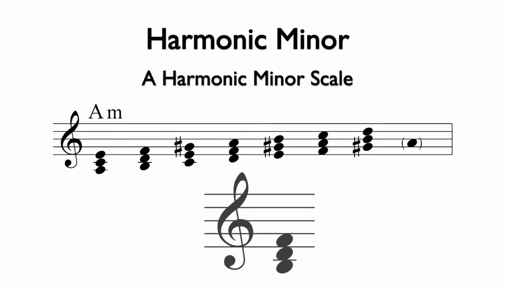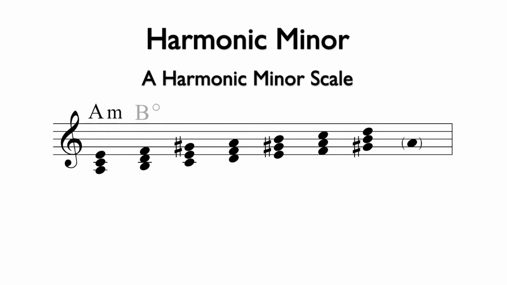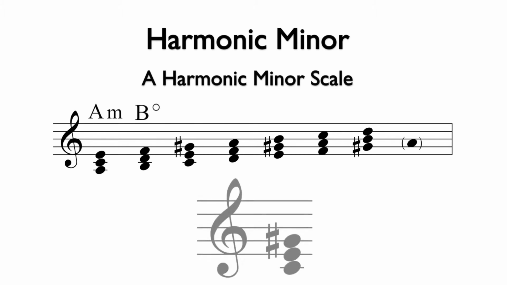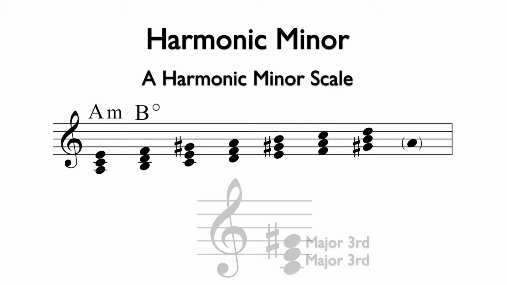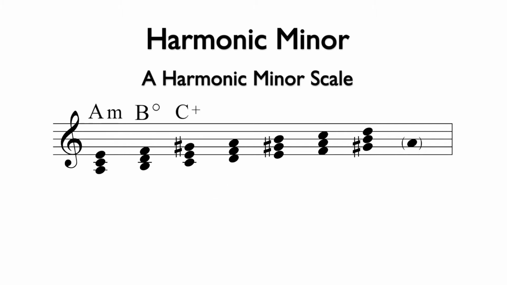For the next triad, we have B to D as a minor third or 3/2 steps, and D to F as a minor third, again 3/2 steps. Therefore, this is a B diminished triad. For the next triad, we have C to E as a major third, and E to G sharp as another major third. Therefore, this is a C augmented triad.